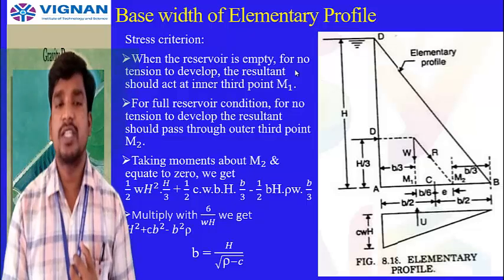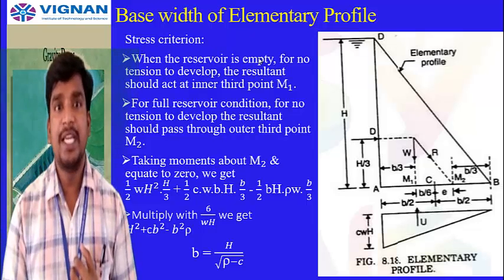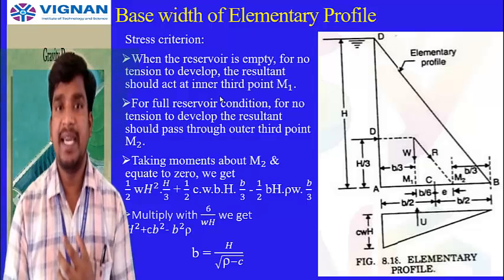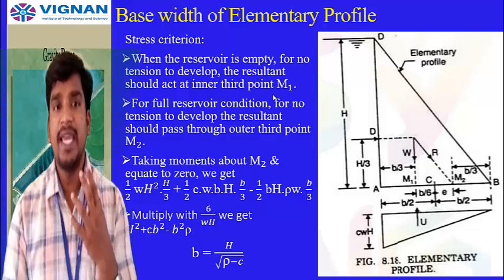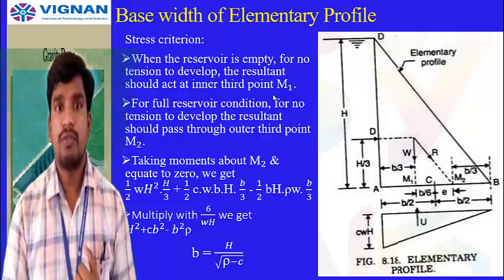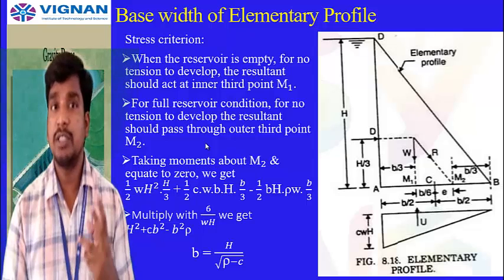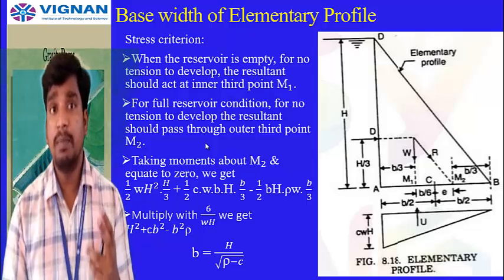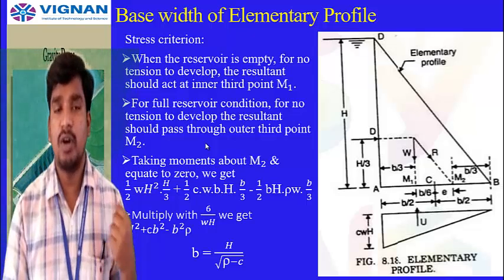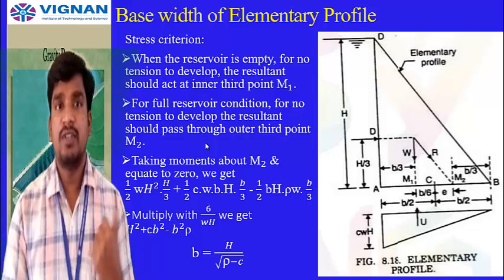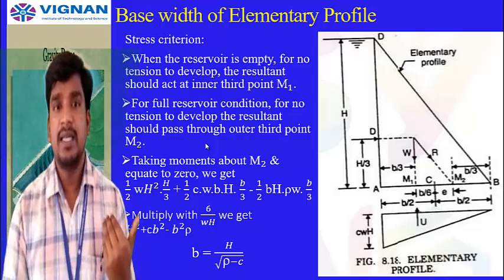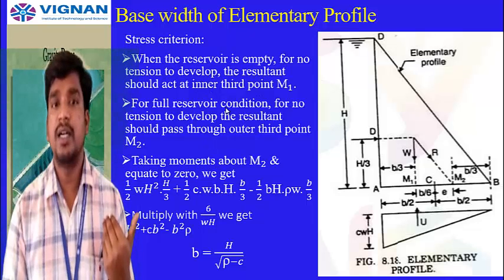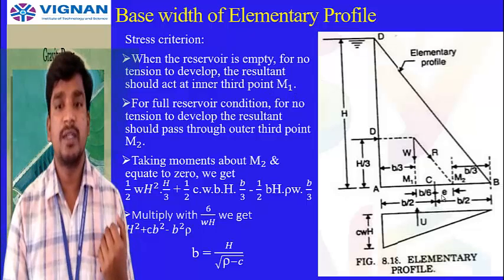Now let us see what the stress criterion is first. In the stress criterion, again two conditions are there. Let us assume the reservoir is in empty condition, and we want that there should not be any tensile stress developed in the base of the dam. For this, the resultant force, due to the horizontal and vertical forces, should act at a distance of b/3 from the center of the dam, that is the inner third point, which is m1. Here in the figure it is shown; at this distance we want the resultant force to be acting.